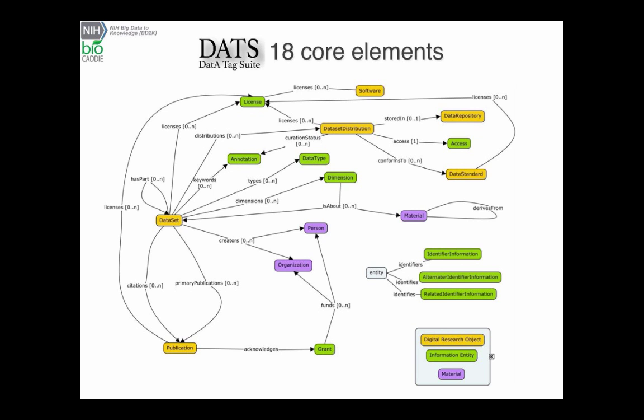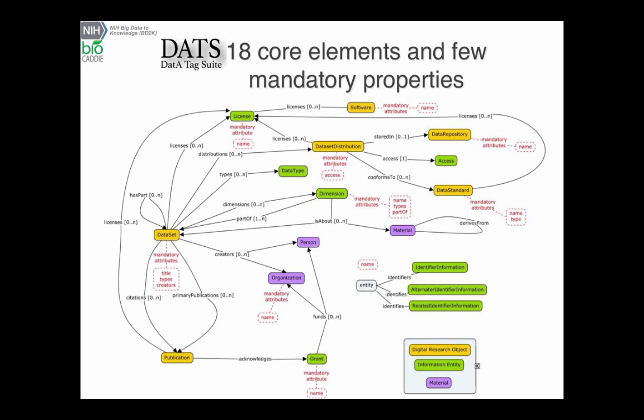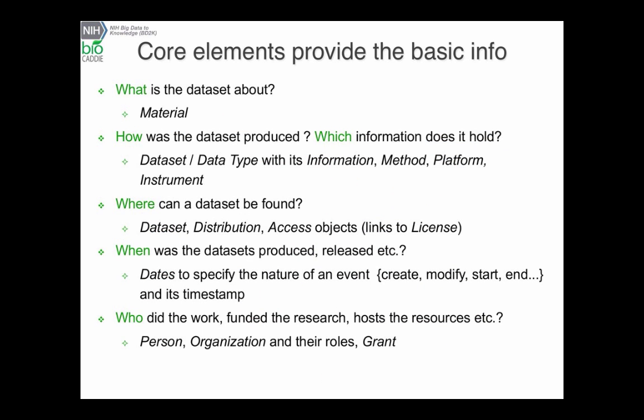We have the property, the definition of the property, the value, and so on and so forth. This slide shows that in the 18 core elements, each of them has several properties, but only very few properties are mandatory if you have that element. Again, it means the amount of work to be done to provide DATS compliant metadata is not enormous.